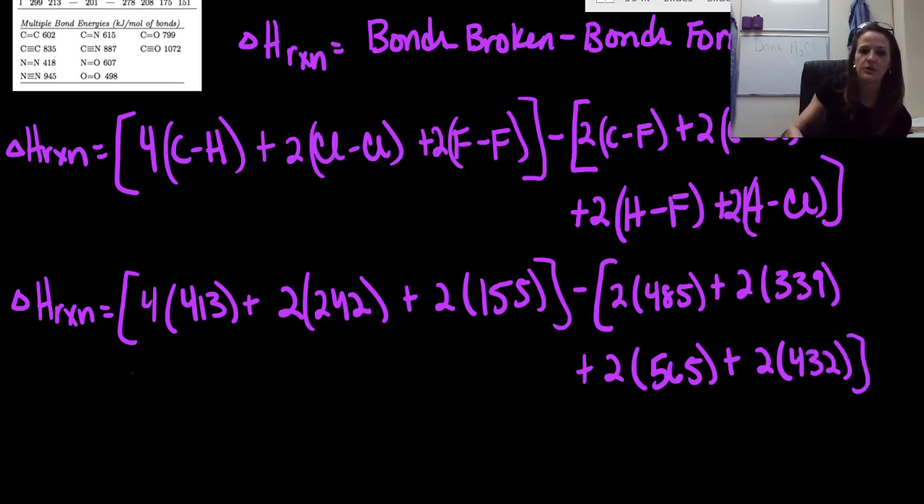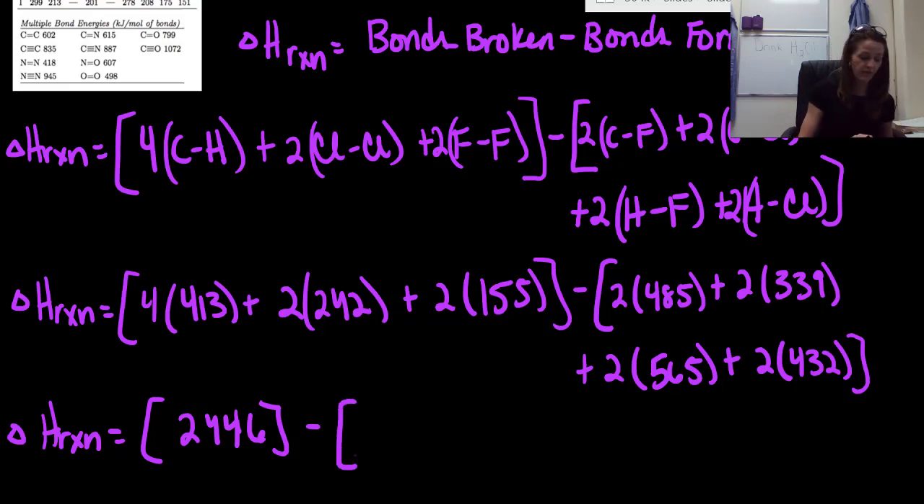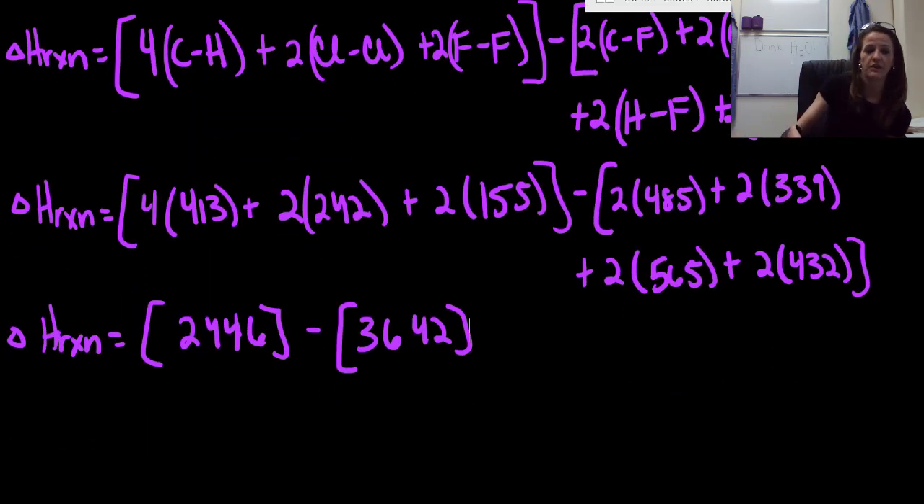Okay, so then you can do one of two options. I am decent at math, and so I usually just go straight to my calculator, but if that's not your thing, just use your calculator and type everything right in here. So do it by section. So do 4 times 413 plus 2 times 242 plus 2 times 155. And so you would see that your bonds broken section is 2,446. And then you're going to subtract that out from your bonds formed. So 2 times 485 plus 2 times 339 plus 2 times 565 plus 2 times 432, and you get an answer around 3,642.